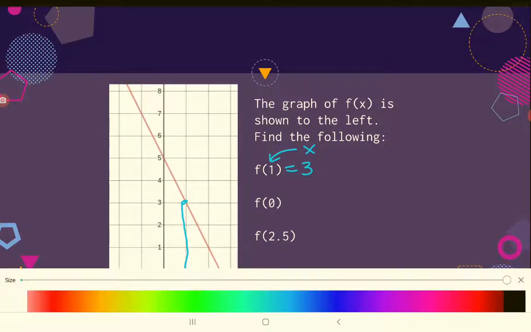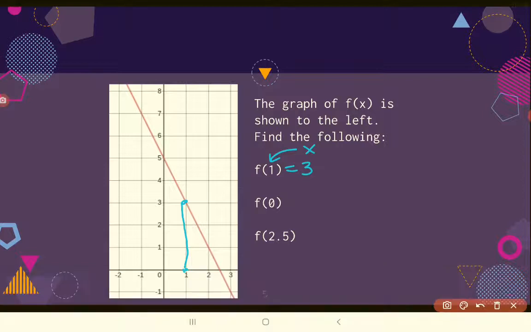What about f of 0? Well, what they're saying is my input or my x value is 0. Here's 0 on the x-axis. Where is this line, or where is my actual output when x is 0? Well, it's right up here. It's at 5.